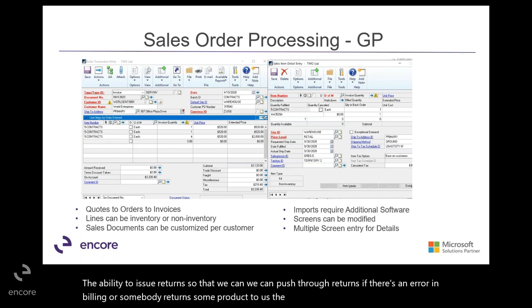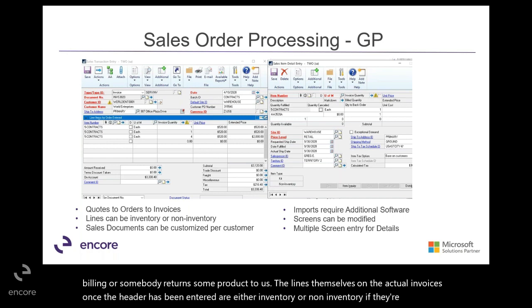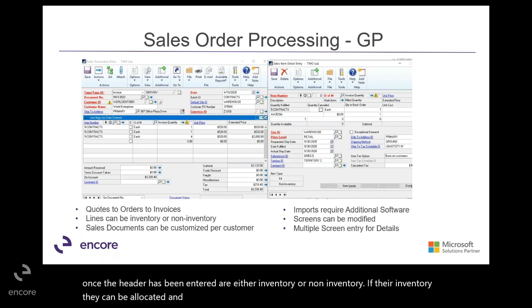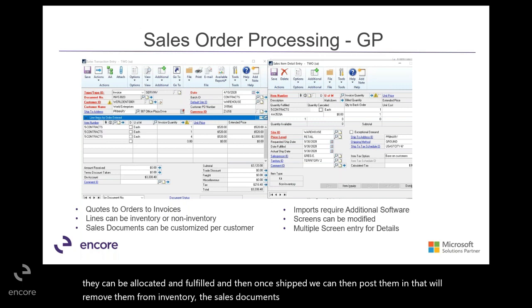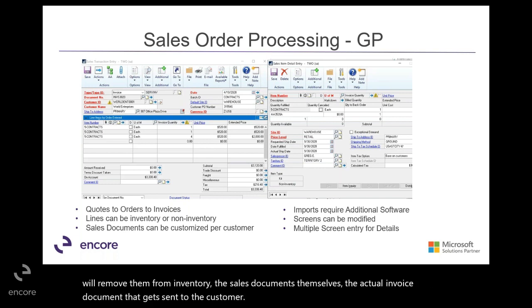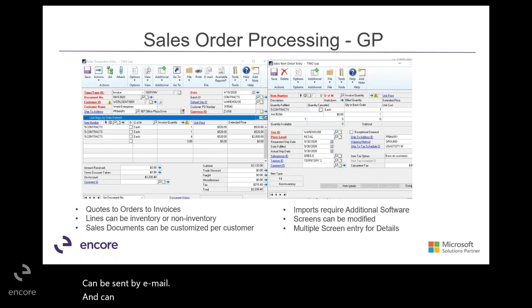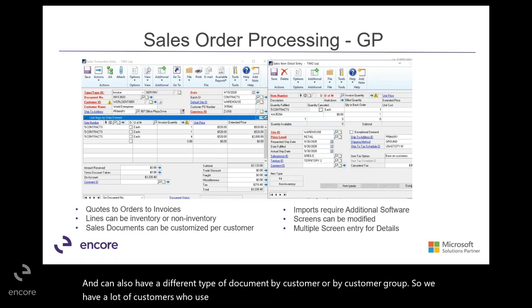The lines themselves on the actual invoices, once the header's been entered, are either inventory or non-inventory. If they're inventory, they can be allocated and fulfilled. And then once shipped, we can post them and that will remove them from inventory. The sales documents themselves, the actual invoice document that gets sent to the customer, can be sent by email and can also have a different type of document by customer or by customer group.